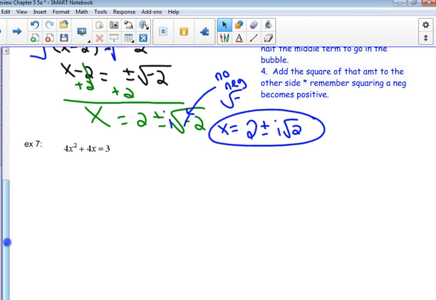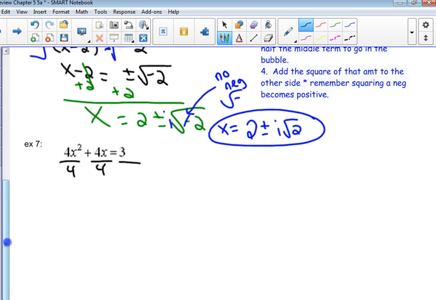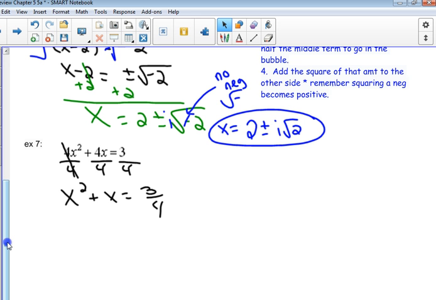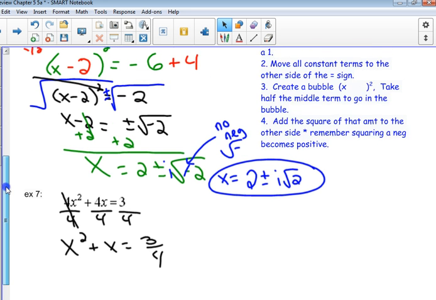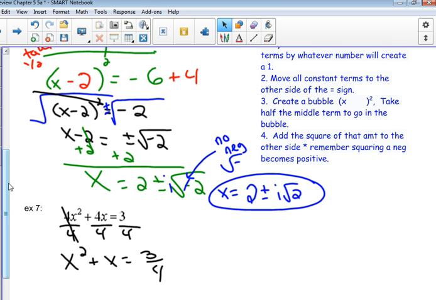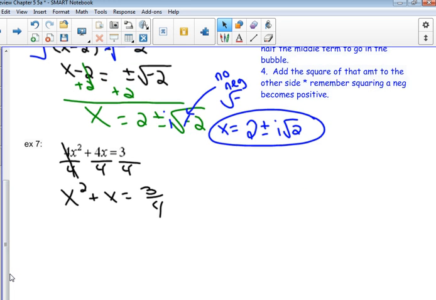So now, this is a little bit tougher. If you have a leading coefficient other than 1, divide by 4 makes sense. Make sure you guys divide everything by 4. So if you guys divide the first one by 4, good job. Perfect. Now this is looking pretty good. We've got a leading coefficient of 1. And the next step was to move our constant to the other side. It's already moved, so this is looking even better. Good job. So let's make our bubble then.